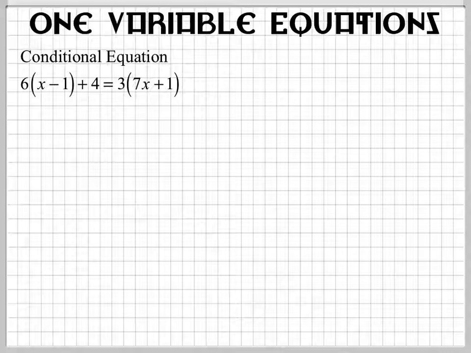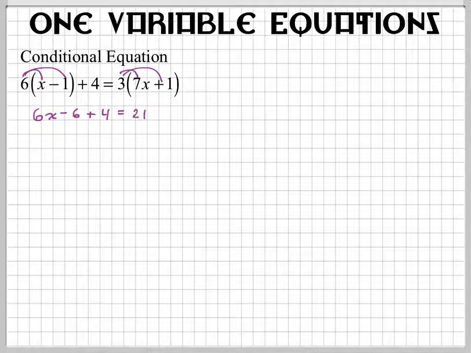An algebra teacher teaching this for the first time, unfortunately, would tell you some steps. And they would say, you have to get rid of the parentheses first. There's other ways to do it, but it's actually easier if you do the parentheses first. So to do that, you would distribute the 6 and the 3. So you go 6 times that, and 3 times that, and that. And so you get something like this. 6x minus 6 plus 4 equals 21x plus 3.